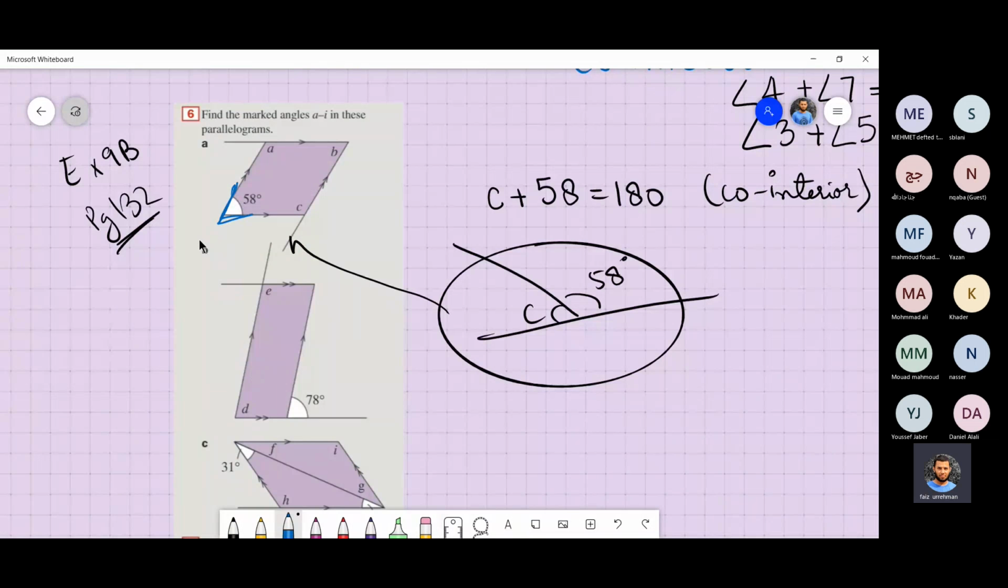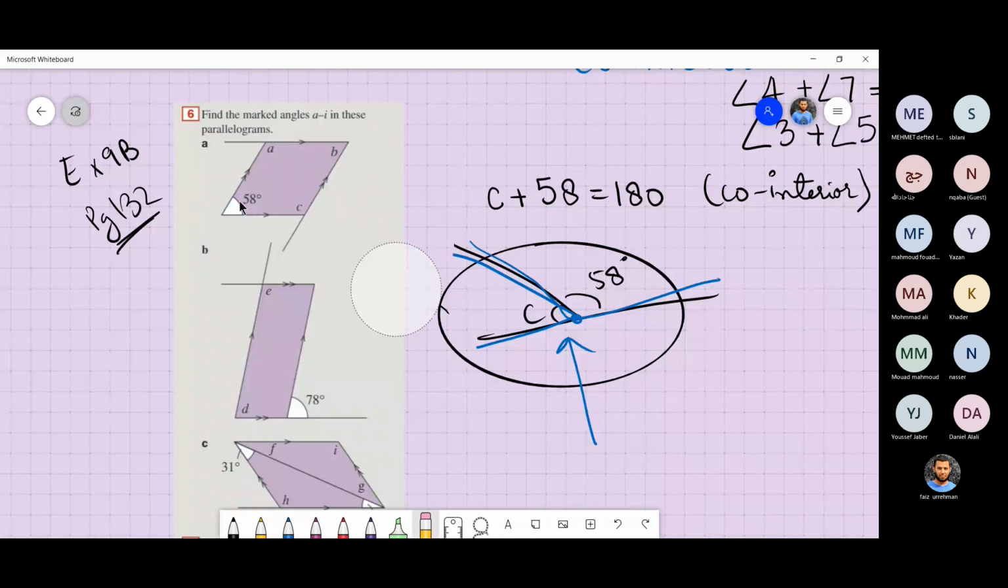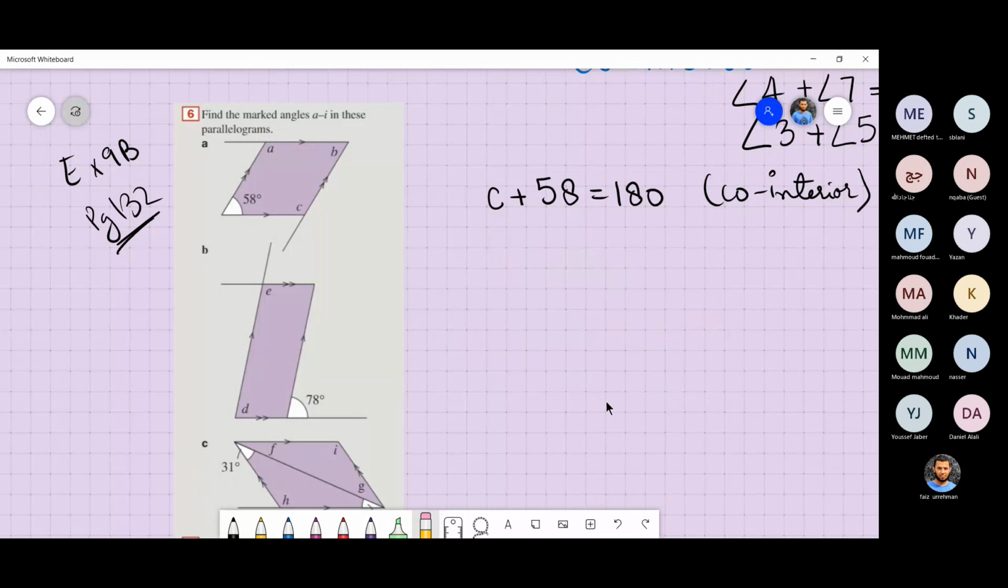The 58 angle is from this point. This is the vertex. Angle C is from this point. This is the vertex. How many vertex are there here in the question? Two vertex are there. But in that one, there is a common vertex. From this vertex, angle C is drawn. From this vertex, angle 58 is drawn. So you are mixing two things. So C plus 58 is equal to 180 by co-interior.